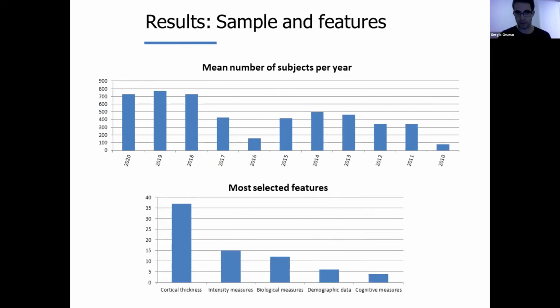The most selected features are cortical thickness and intensity measurements, and that's something we expected, taking into consideration the 2 neuroimaging techniques that were most selected. Other selected features were biological measurements like APOE4 genotype, demographic data like age, and cognitive measurements.